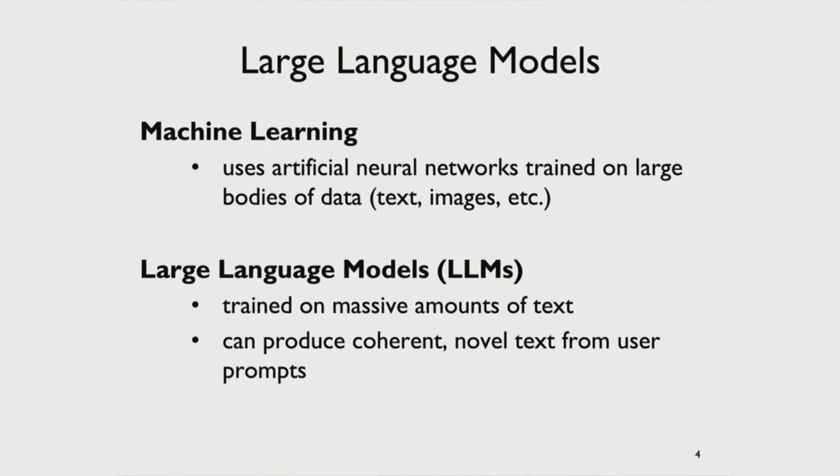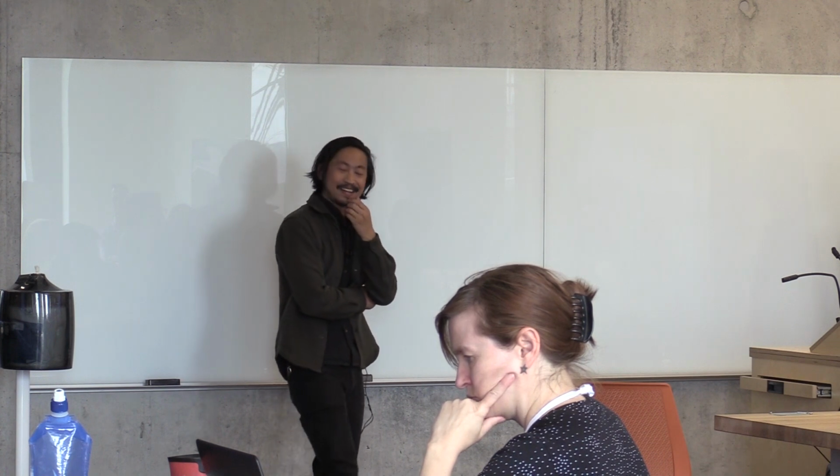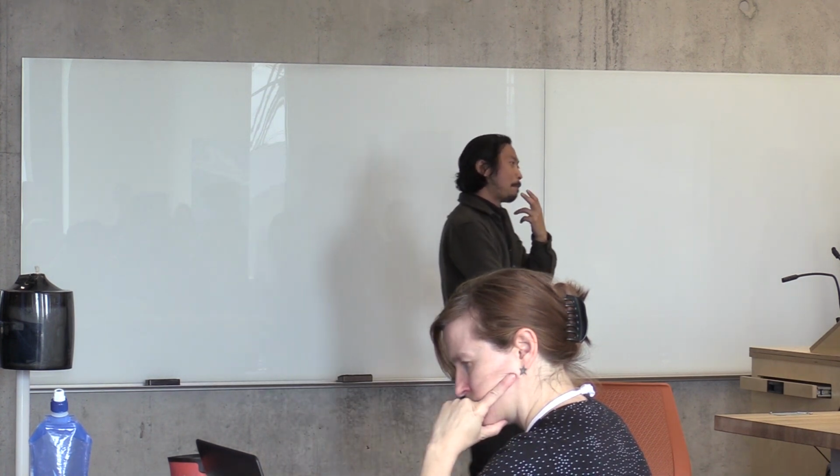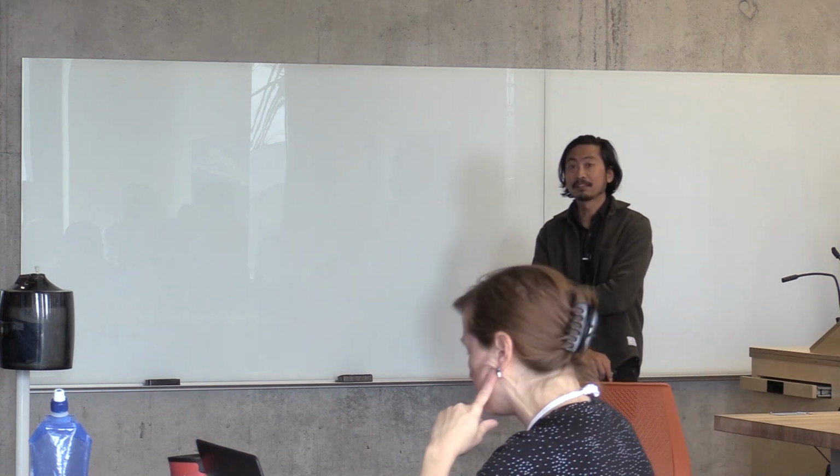OK, so machine learning typically uses artificial neural networks trained on large bodies of data. That can be text or images. Specifically, large language models are trained on massive amounts of text, usually skimmed from the internet and other repositories, including Wikipedia and Reddit, as we heard earlier. The magic of these, of course, is that they can produce coherent and novel text on demand.